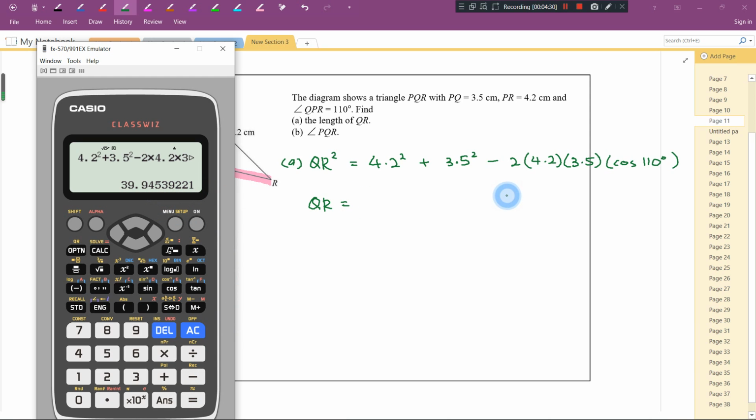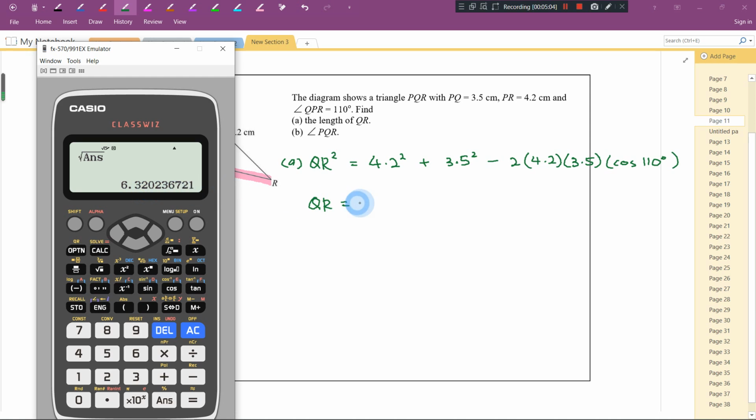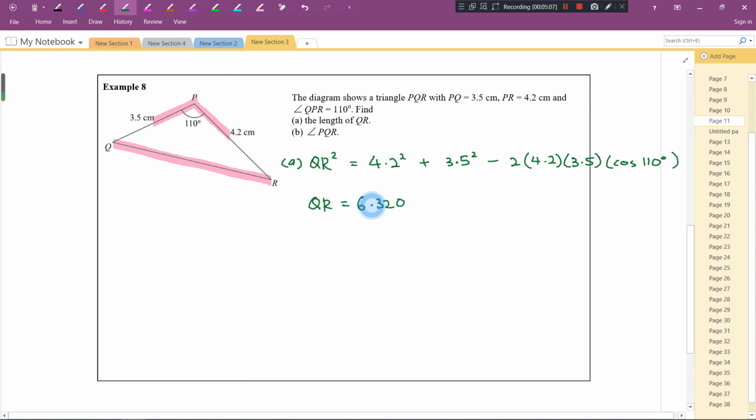You can write this answer first, but it's very long. If you want it to be more accurate, you can go to 5 decimal places. Then when you come to your final answer, only then do you round off to 4 significant figures or 4 decimal places. In this case, if I want a really accurate answer and I don't want to round off, I just square root this whole thing. I press the square root answer, and I get 6.320 centimeters. So this is the answer.